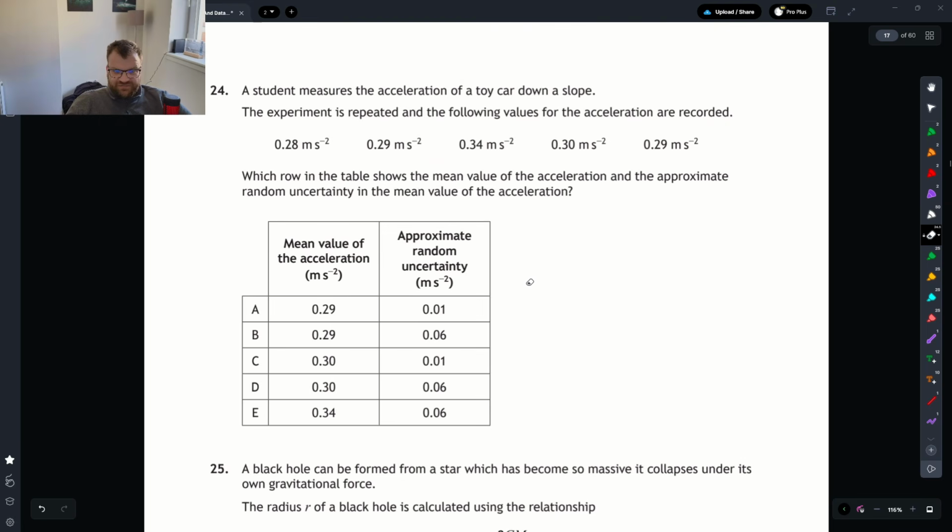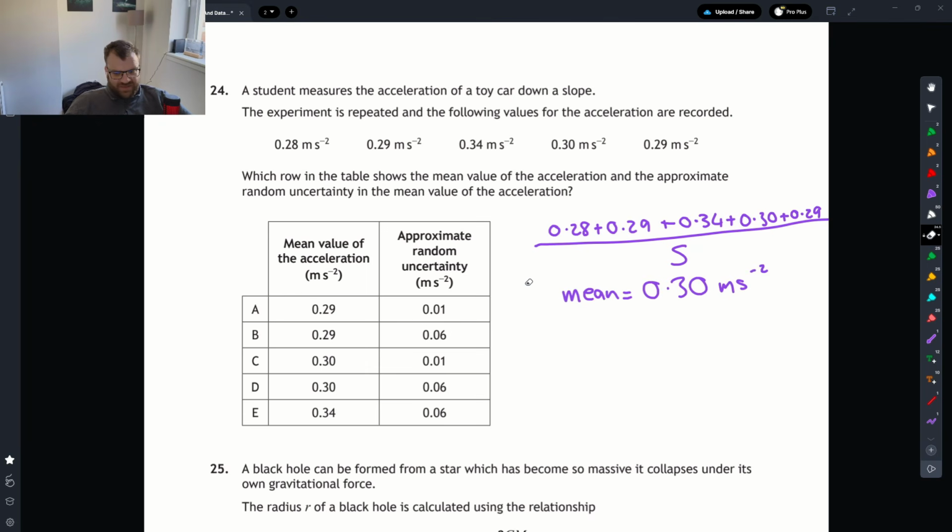Number 24, we are asked to work out the mean value, which is when we add them all up and divide by the number of numbers. When we do that, we get an answer of 0.3 meters per second, which narrows it down to C or D.